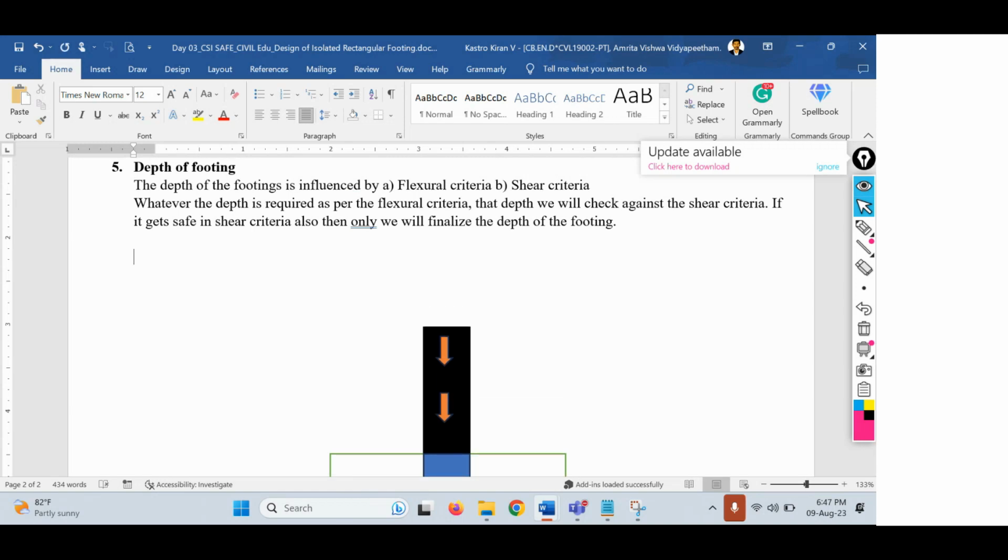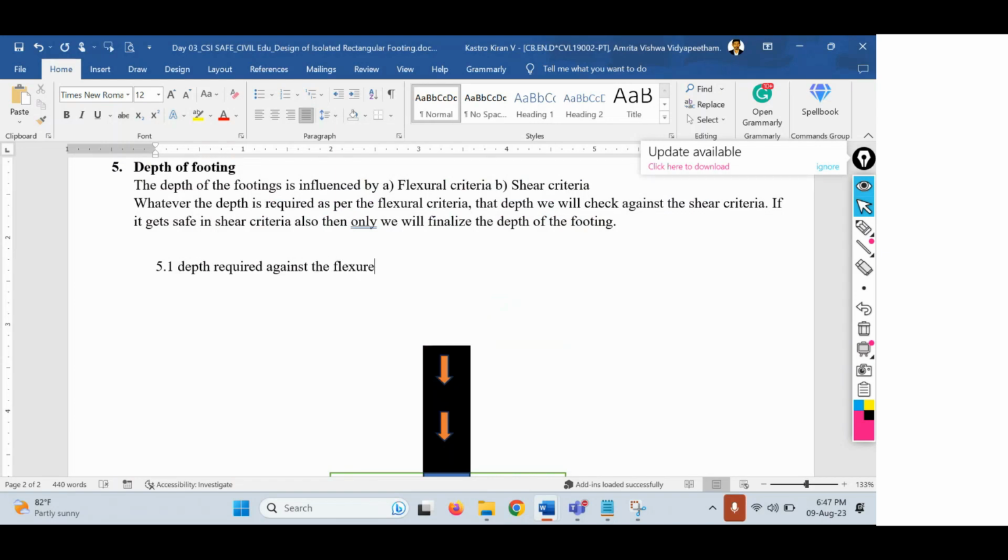So how to decide the depth required against, let me call this 5.1, depth required against the flexure. Usually we'll design it for flexure and then we'll check it for shear criteria also. I'll show you how to check it for shear criteria. So here we have to calculate the moment. Flexure is nothing but moment, bending force.